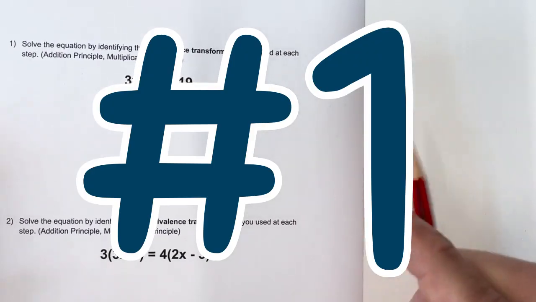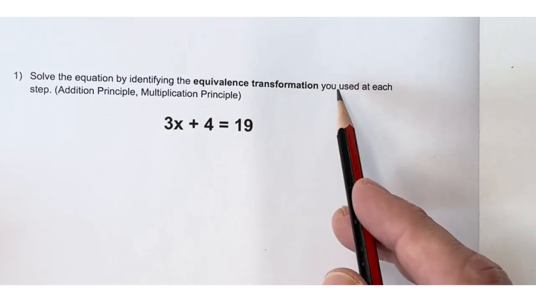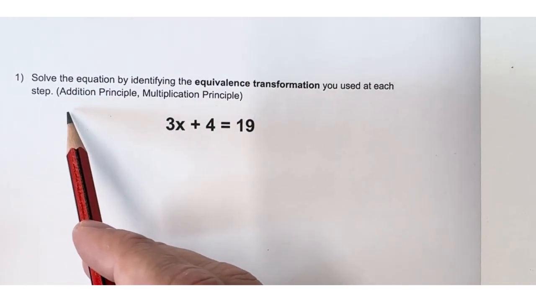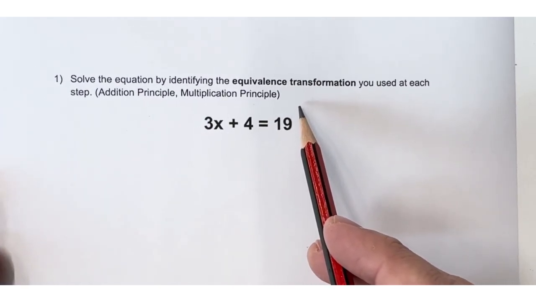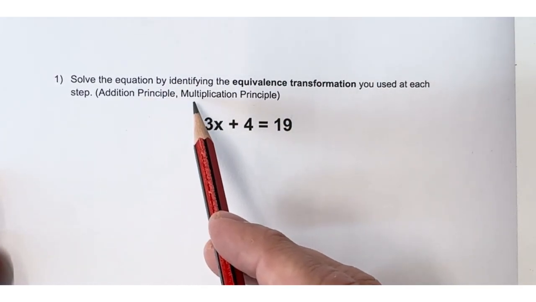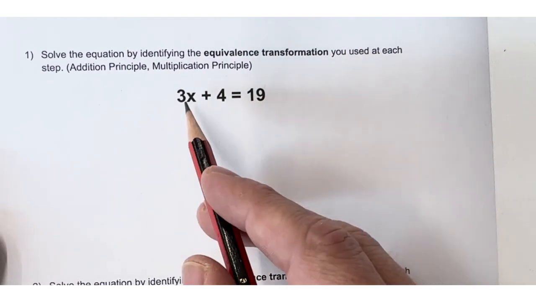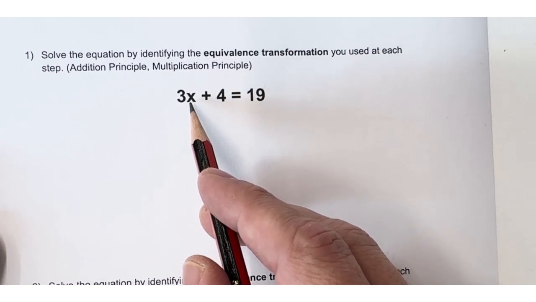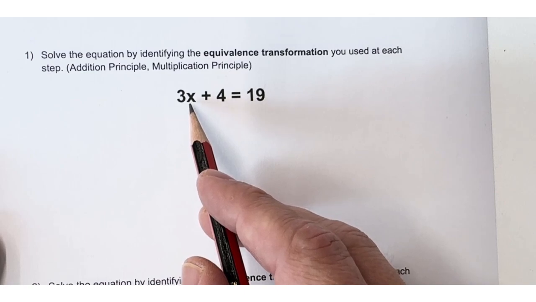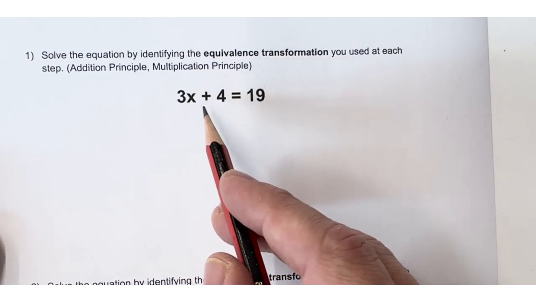Question number 1 says, solve the equation by identifying the equivalence transformation you use at each step. And I'm even so kind here, I'm telling you right now, it's going to either be the addition principle or the multiplication principle. All right, so here we go. Looking at this, our goal is to isolate x or solve for x. Okay, if we're isolating or solving for x, we need to first get this term by itself, and that means we need to take care of this term right here.